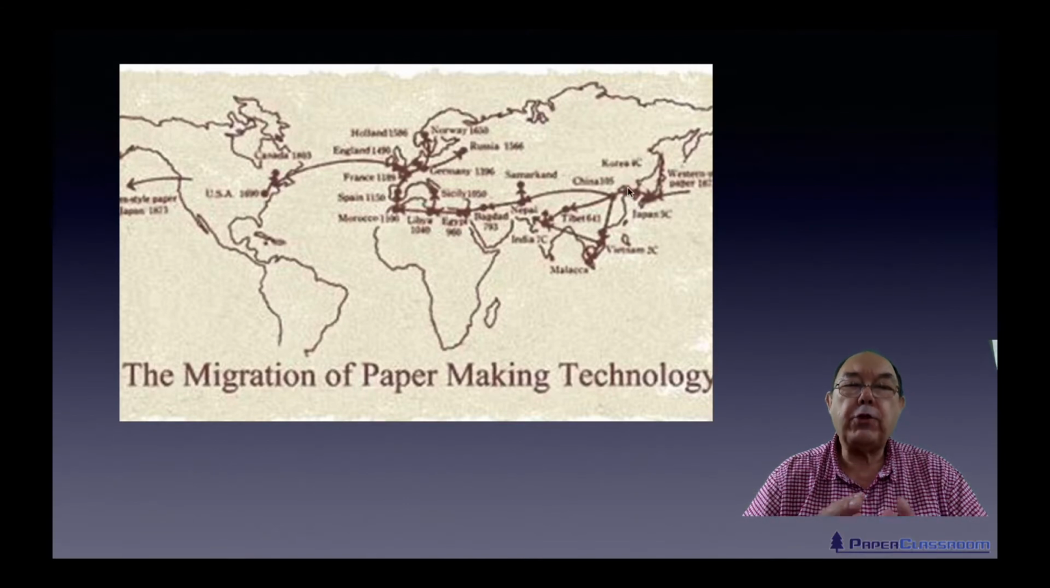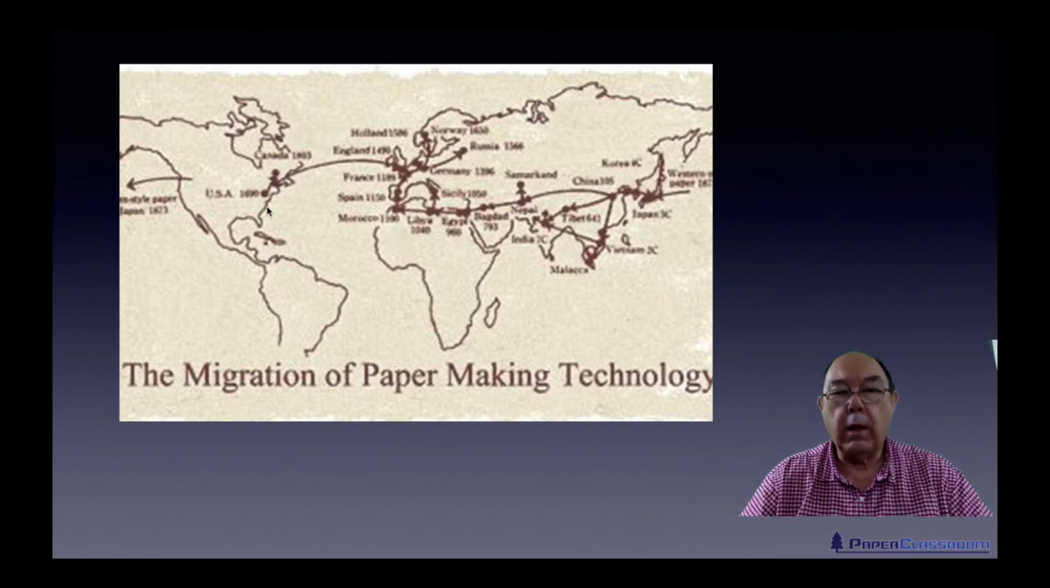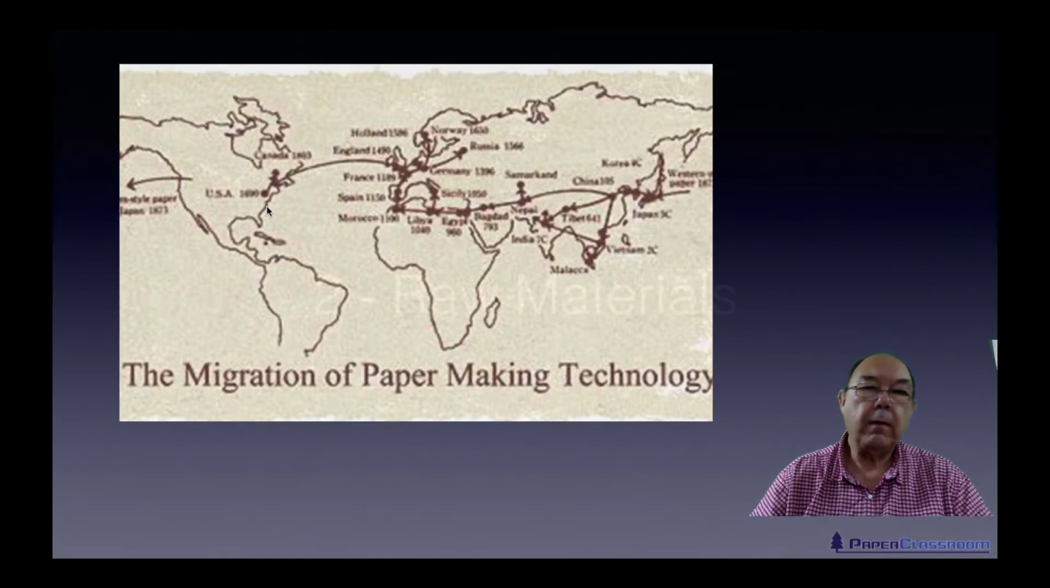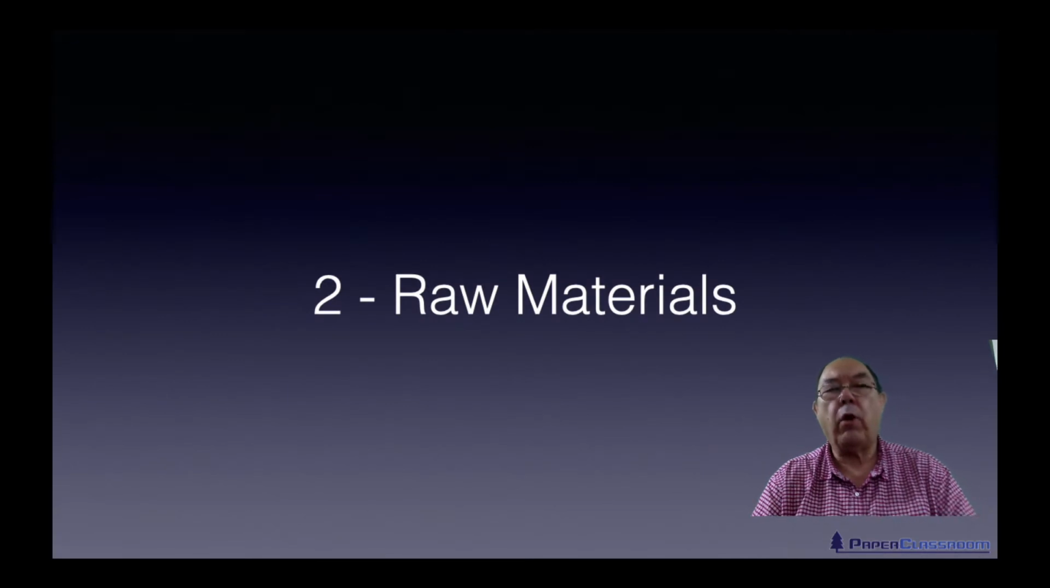The Chinese did try to keep it as a secret. It moved east a little bit towards Japan, but mainly the spread of papermaking was westward. So how did it spread westward and why did it spread westward? We'll learn that.